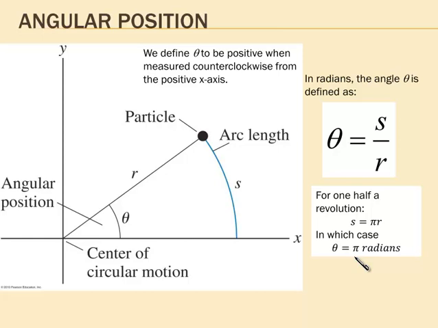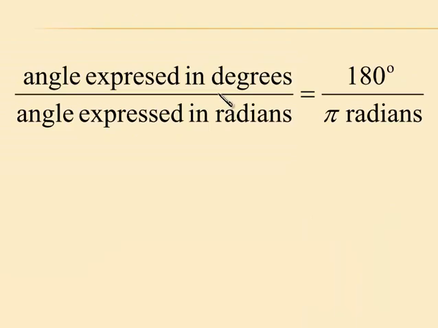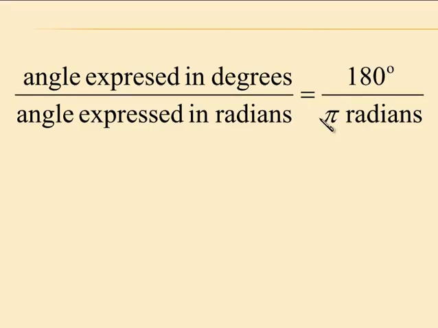So this gives us a very useful constant ratio. And that's this: the ratio of any angle expressed in degrees to the same angle expressed in radians is a constant and equal to 180 divided by pi. So this is a very useful ratio that we can employ to convert between degrees and radians, or vice versa. So let's look at a few examples.